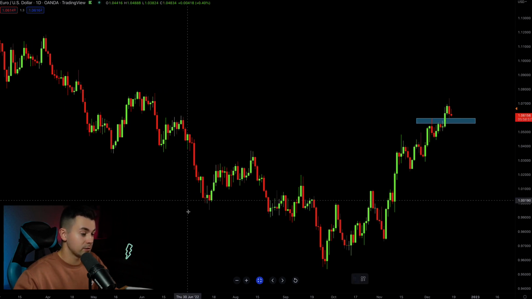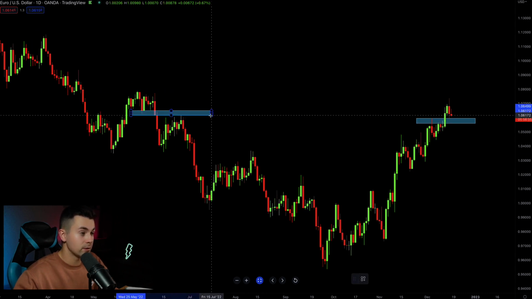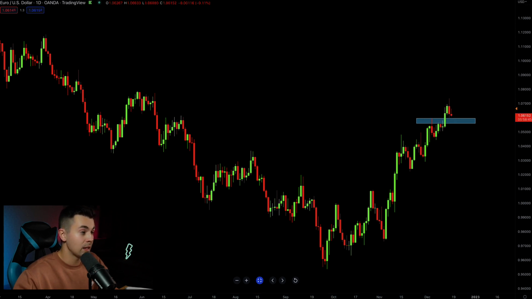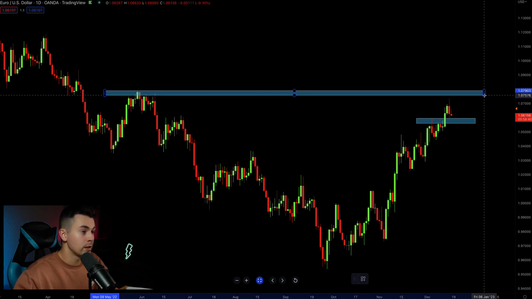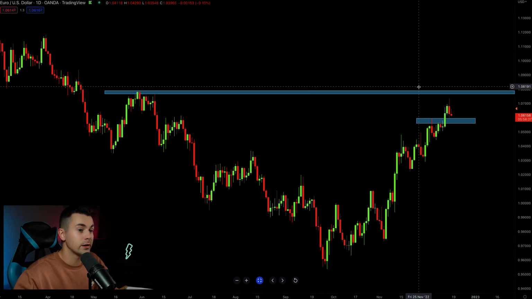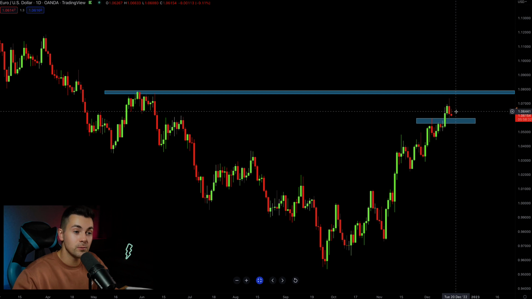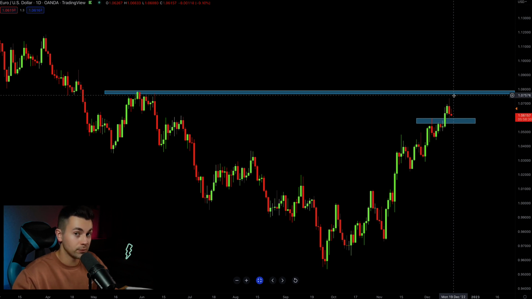Moreover, analyzing the structure on the left, we can see that euro dollar has also violated that major zone of supply to the upside and closed above that. And the next strong resistance that we can see on euro dollar is right here. Yes, so that resistance will most likely be the next goal for buyers. So from that support, we can expect a bullish movement to that.